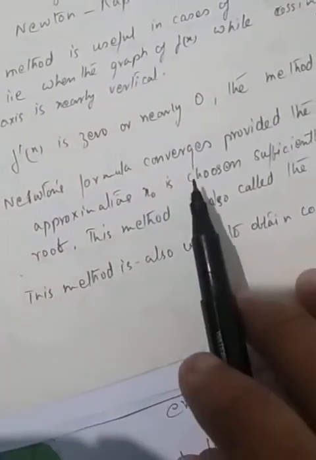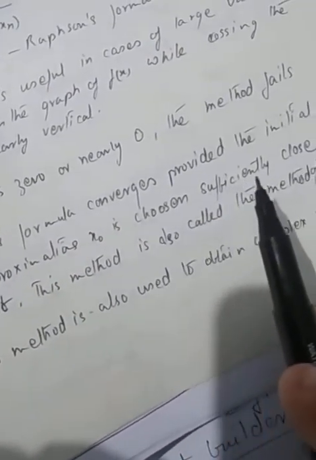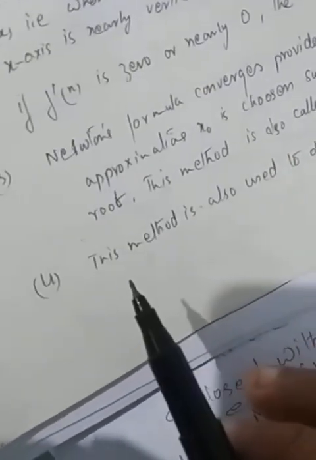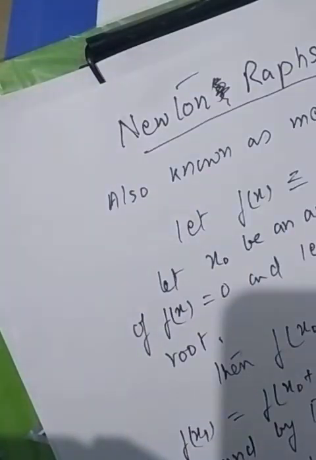And Newton-Raphson formula converges provided the initial approximation x0 is chosen sufficiently close to the root. This method, also called the method of tangent, is used to obtain a complex root. Now this method is used extensively and more frequently asked in your paper.